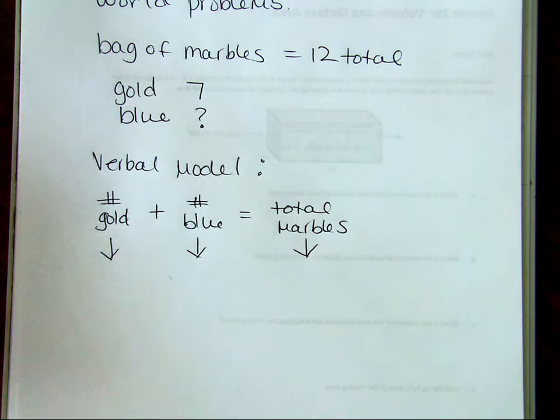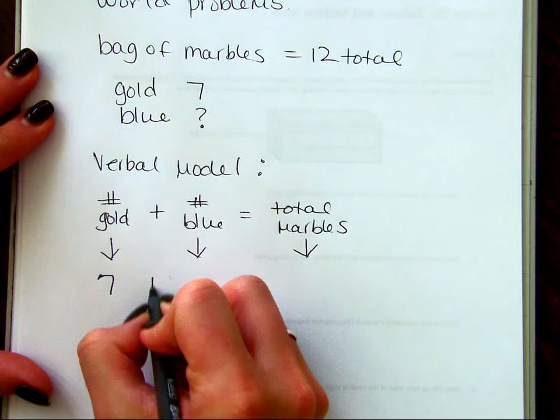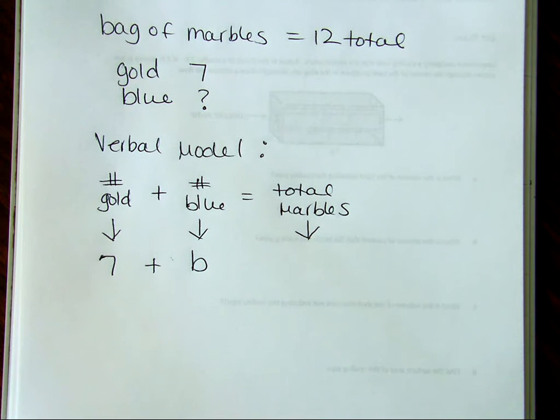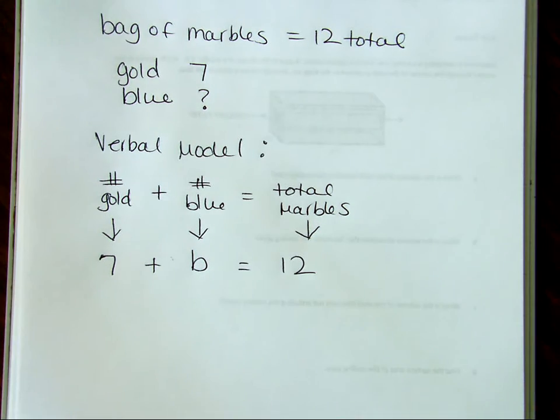So what's the number of gold? 7. What's the number of blue marbles? We don't know. I know, and here's the tricky part. I know you know it's 5, right? But you can't write it right here because you don't know it yet. An equation includes a variable that you solve for. So right now, I don't know how many blue there are, so I use B. And another hint to you is, always in word problems, use the letter that stands for what it is you're looking for. Okay, you're looking for blue, so let's use B. And there's your equation, right?